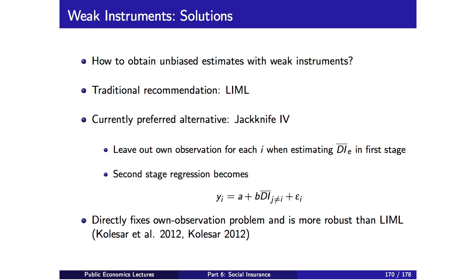So in other words, you make the second stage regression your employment outcome on the DI allowance rate of everyone else except yourself. And that actually is a totally intuitive way to solve the weak instruments problem, right? Because you're directly taking out the same observation on the left-hand side. Michal Kolesár is one of our job market students this year. His thesis is about how the jackknife estimator has more attractive properties than LIML.